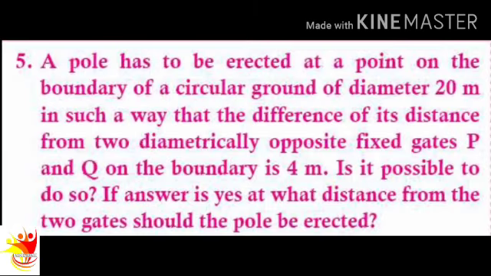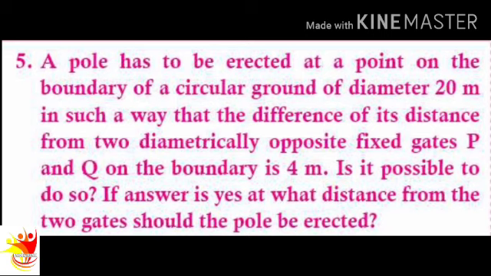Next, question number 5. A pole has to be erected at a point on the boundary of a circular ground of diameter 20 meter in such a way that the difference of its distances from two diametrically opposite fixed gates P and Q on the boundary is 4 meter. Is it possible to do so? If the answer is yes, at what distance from the two gates should the pole be erected?